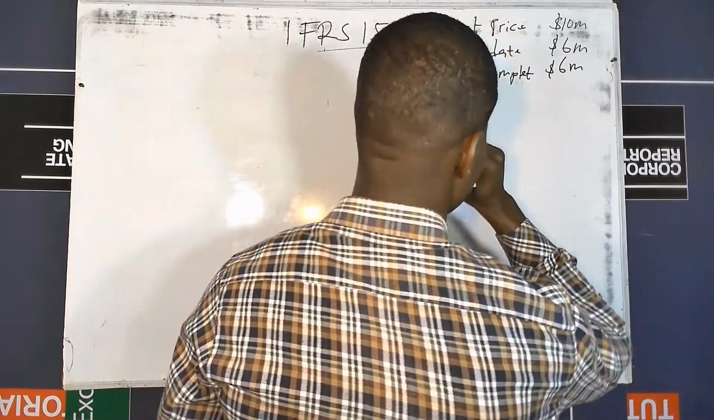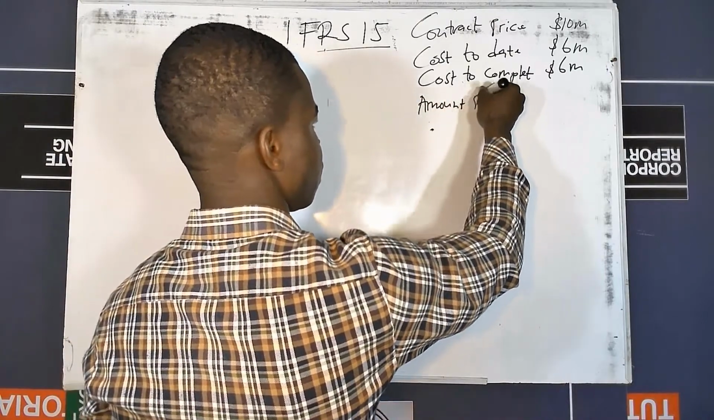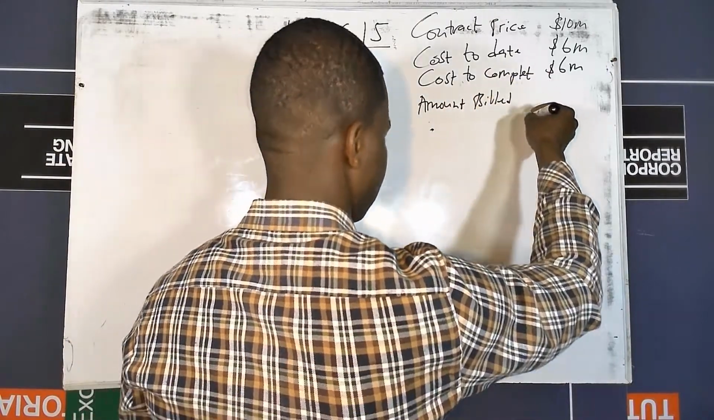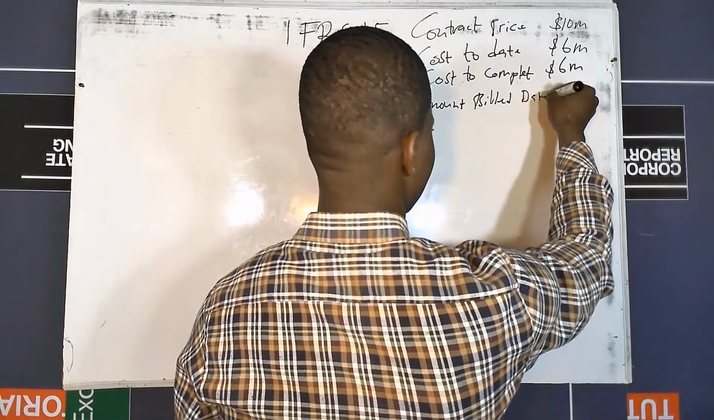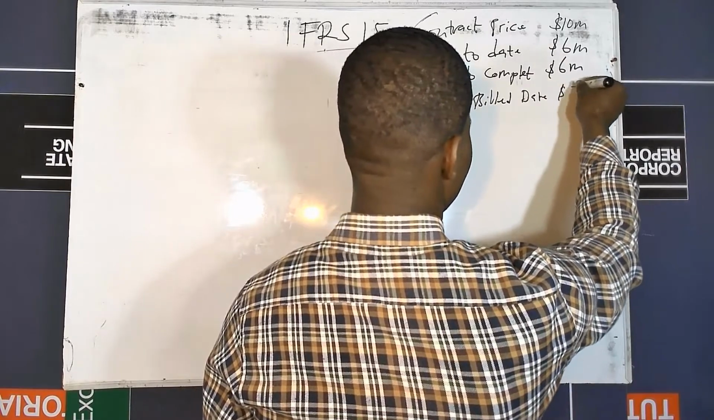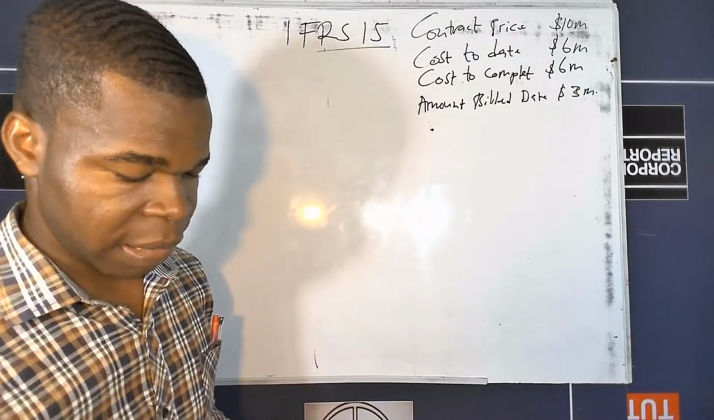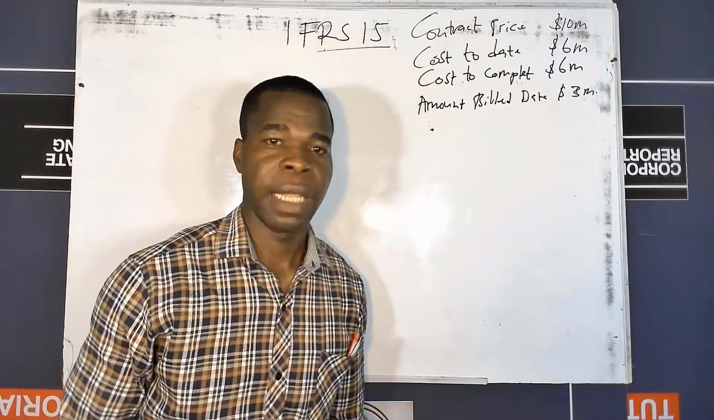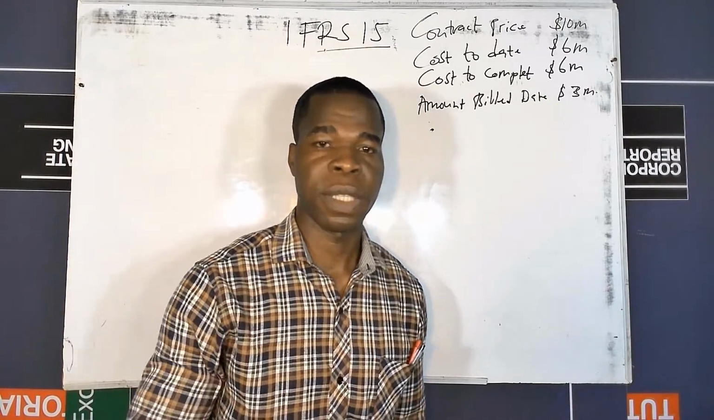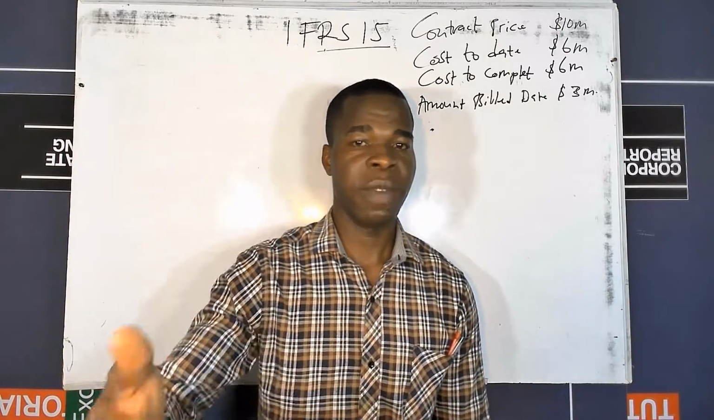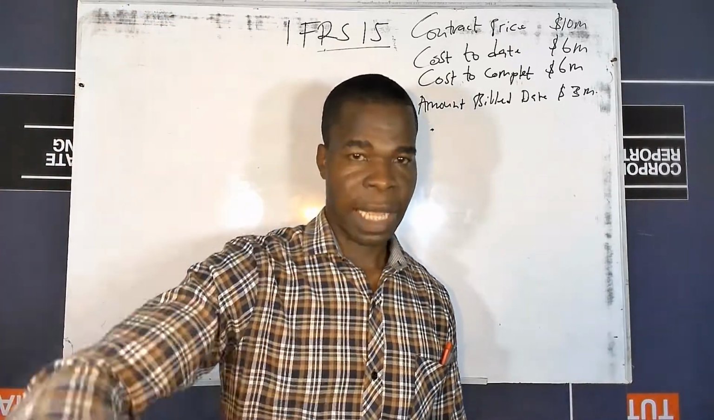So cost to date and cost to complete are 6 million, and then amount billed to date, amount received from the customer to date, is 3 million. Now, what's the requirement of the question? How should this transaction be accounted for in the year ended 31st December 2021? Please, one thing that I have not informed you is that sometimes you may be given the second year. The requirement may be in the second year of the contract.